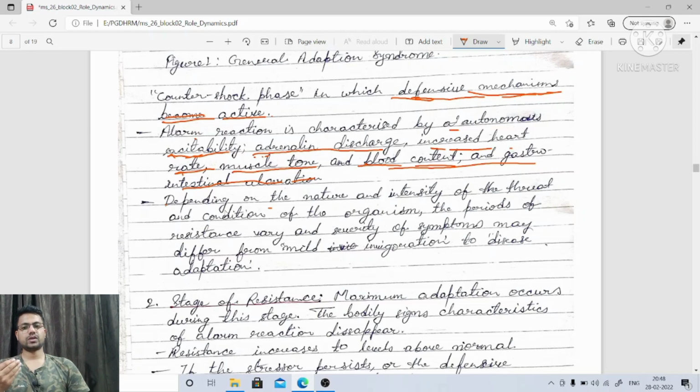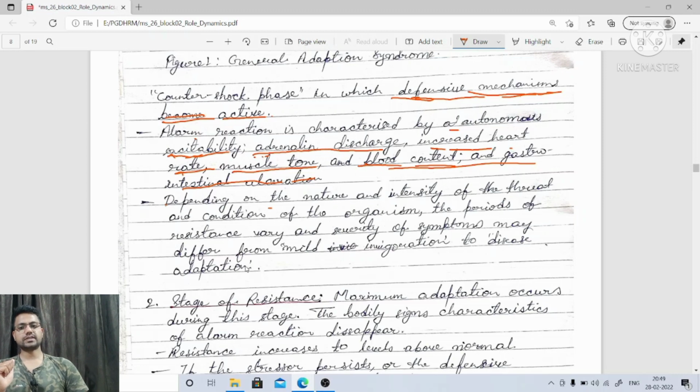So it may be from mild invigoration to disease, now you can see the range. Due to the nature and the intensity of the threat and the condition of the organism, the symptoms may differ from mild invigoration to disease adaptation. So from mild invigoration to disease adaptation may occur.